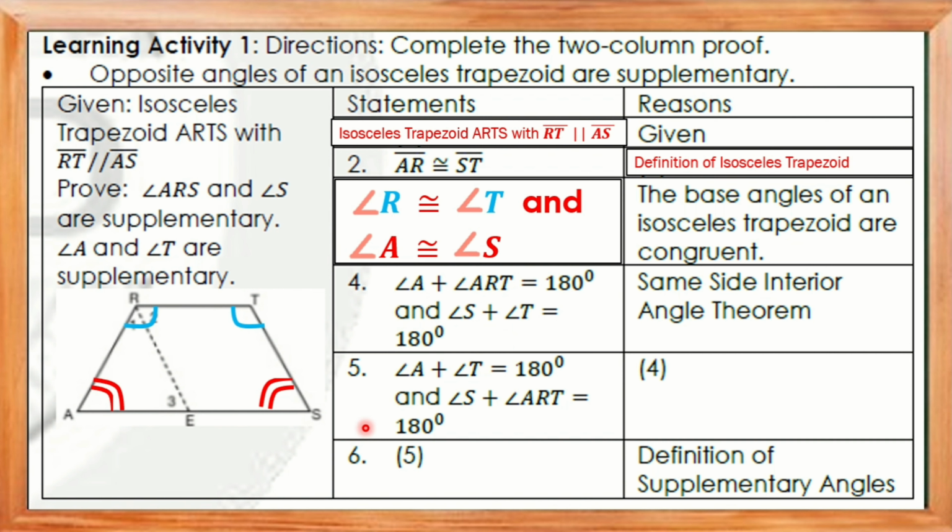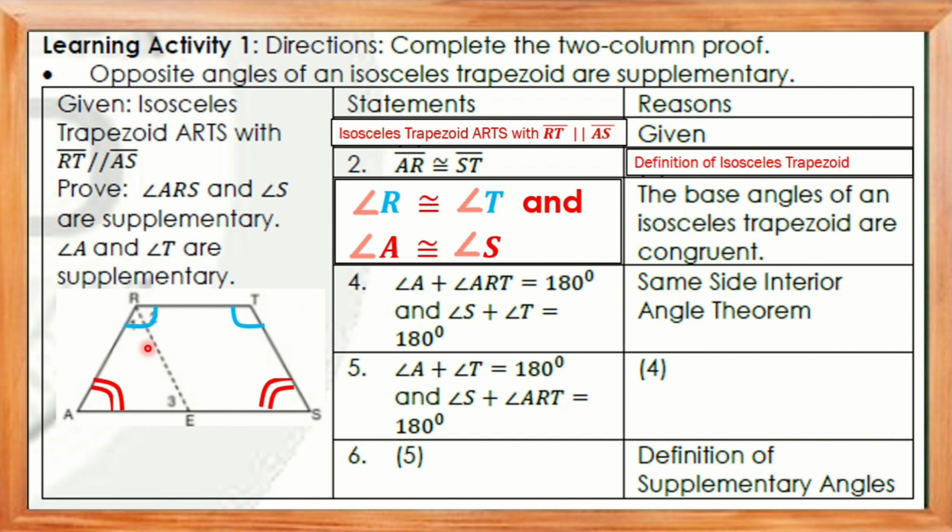Okay, so kung mapapansin ninyo dito sa figure natin, ito si angle A at si angle R, same side sila. At ang theorem na iyon ay same side interior angle theorem. So, wala tayong problema sa number 4 dahil pareho silang may sagot. Sa number 5, we have angle A, so this one, plus angle T is equal to 180 degrees and angle S plus angle ART, which is yung angle R, is equal to 180.